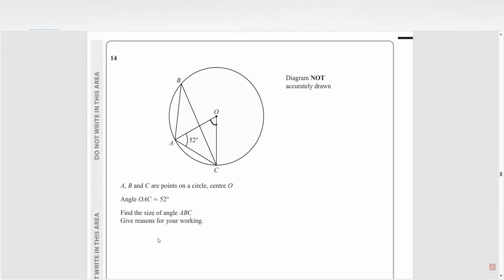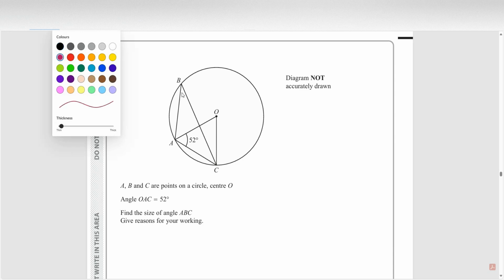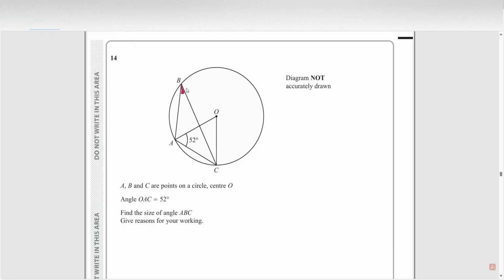Okay, question 14. Question 14 is a circle theorems question. So at the moment it's ABC, a point in a circle, centre O. OAC is 52, which is already marked in our diagram. Okay, and then we've got a find ABC. So ABC is going to be this angle up there, just marked with an X. Okay, and it also says give reasons for your working as well.